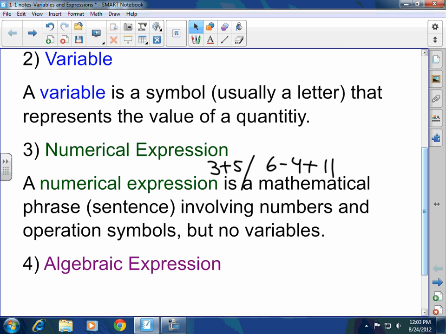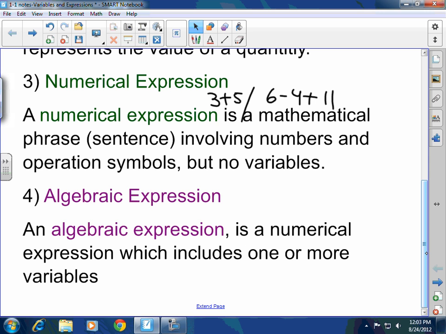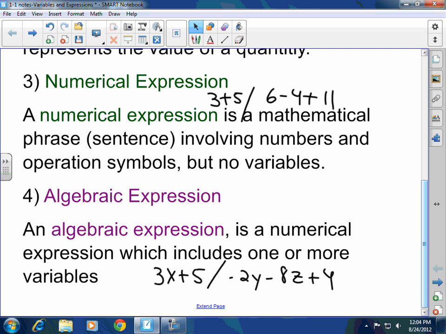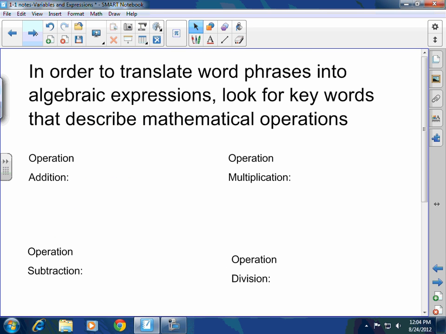An algebraic expression is a numerical expression which contains one or more variables, okay? So an algebraic expression will be something in the sorts of 3x plus 5 or negative 2y minus 8z plus 4. Okay, that's an algebraic expression. It's got numbers, it's got variables, it's got operation signs. Make sense? Awesomeness.